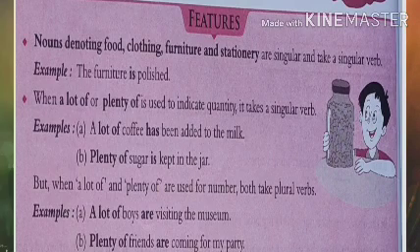And in the other example, a lot of boys, after a lot of, what is there? Countable nouns, number, so after boys we should use are. Another example, plenty of, after plenty of, what is there? Sugar, quantity, so we should use here singular number. Plenty of friends, number, so we should use here are.